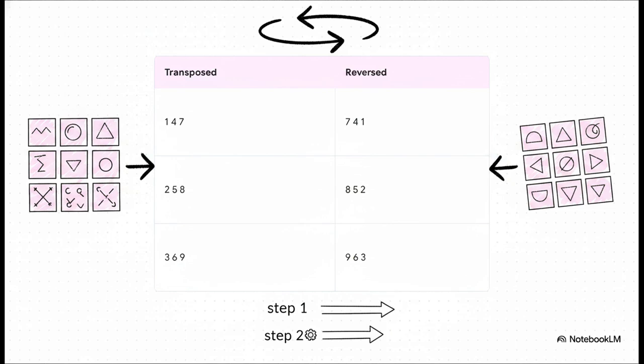And now for step 2. We take that newly transposed matrix and we just reverse the elements in every single row. Notice how, as the rows reverse, the entire grid suddenly just magically aligns into a perfect 90-degree clockwise rotation.